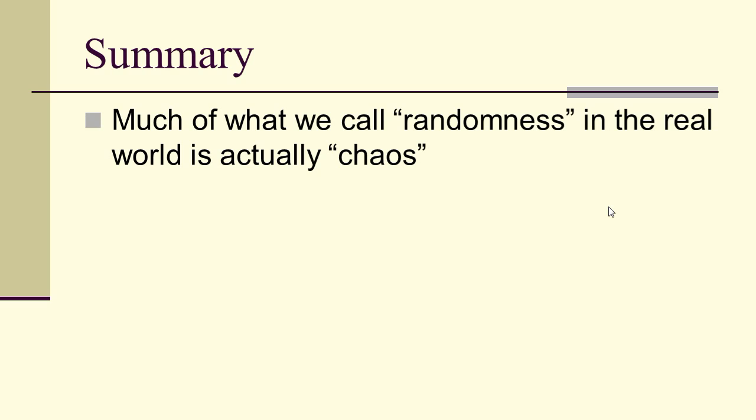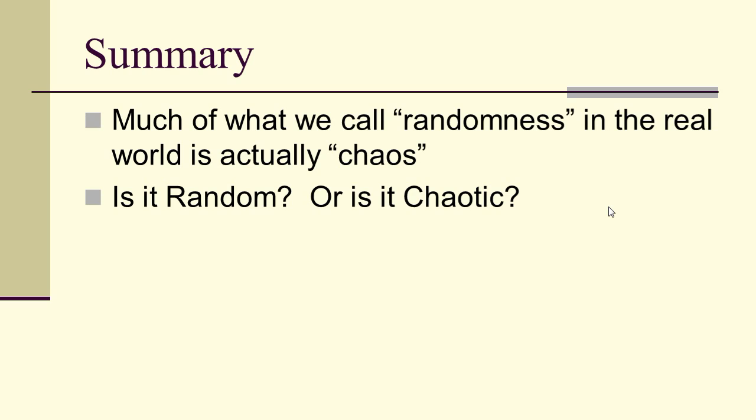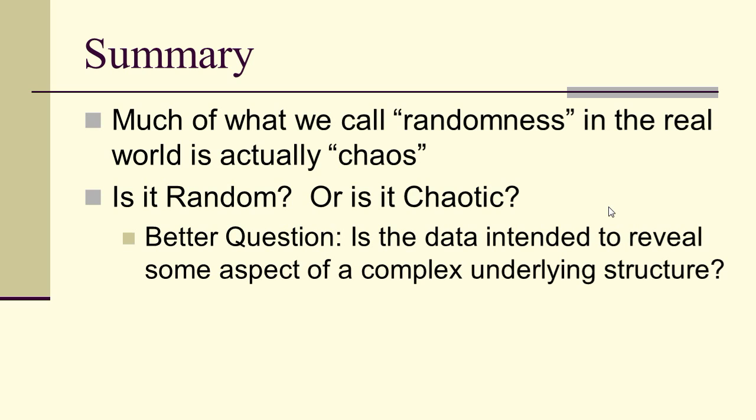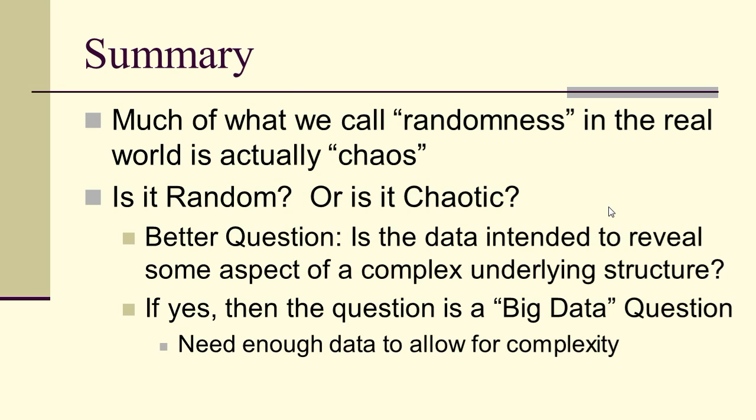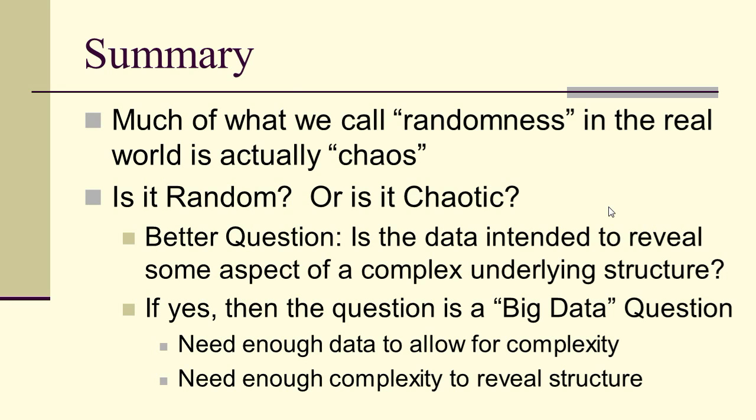So, in summary, much of what we call randomness in the real world is actually chaos. Is it random or is it chaotic? Better question: is the data intended to reveal some aspect of a complex underlying structure? If yes, the question is a big data question. But we need enough data to allow for that complexity, and we need enough complexity to reveal the structure.